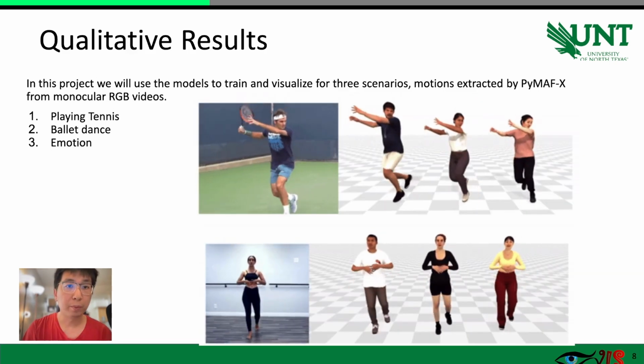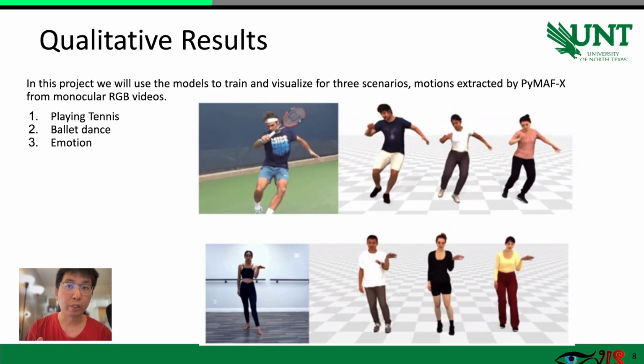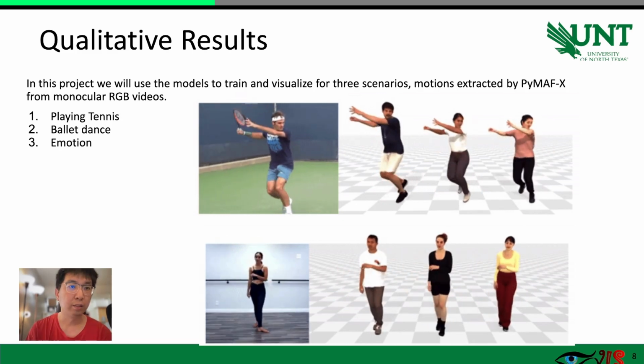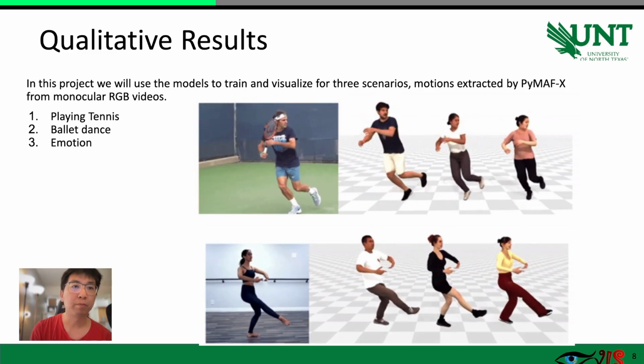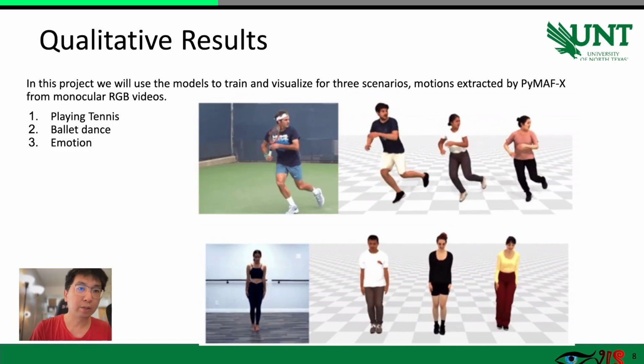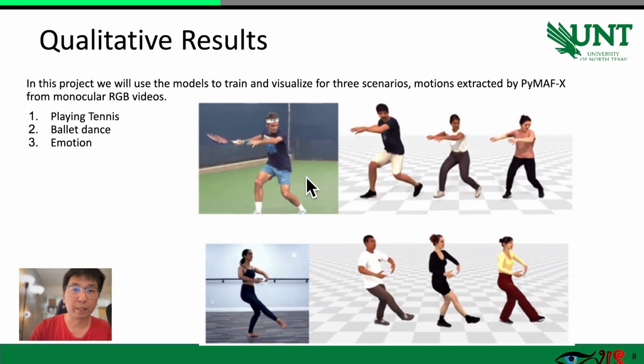In this project, we will use the model to train and visualize three scenarios, which use the motion extraction from the Pimax X. This input data comes from monocular RGB video. So the first scenario is playing tennis. You can see the top one right here is playing tennis.